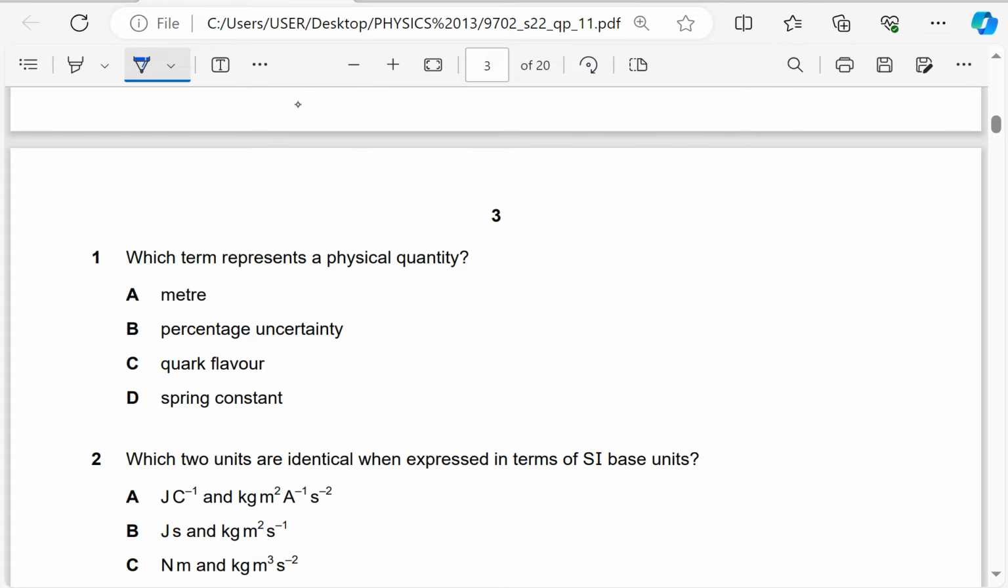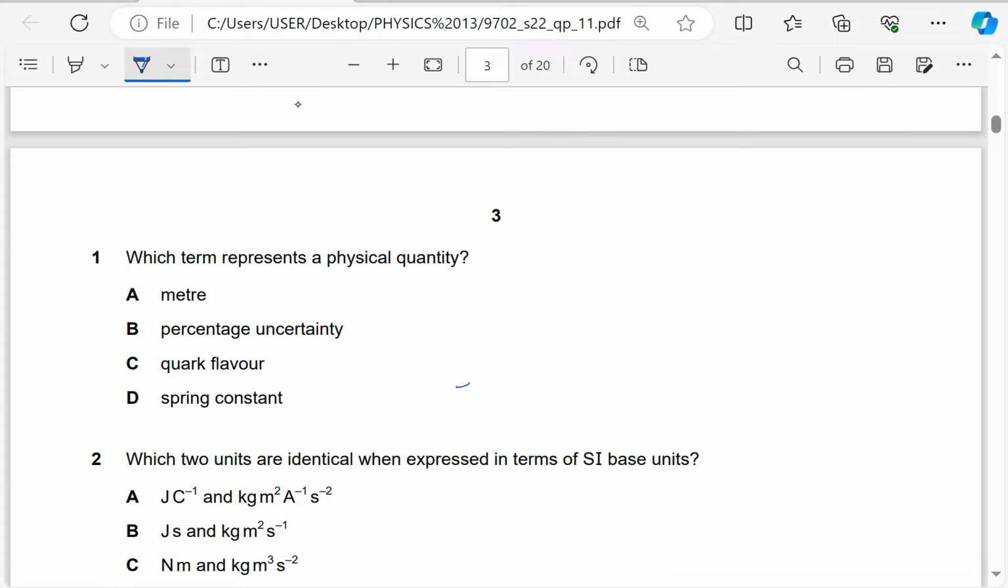So which term represents a physical quantity? Of course, a physical quantity must have a magnitude and a unit. So a meter is just a unit. Percentage uncertainty has no unit. A quark flavor is just a quantity which has no unit. A spring constant could be a number with a unit such as newtons per meter or newtons per centimeter, and so on and so forth.